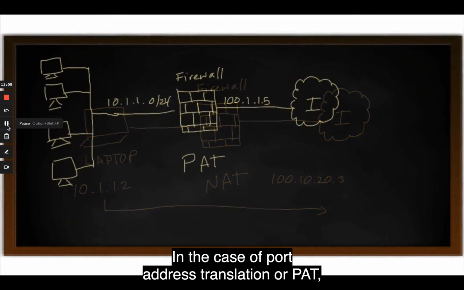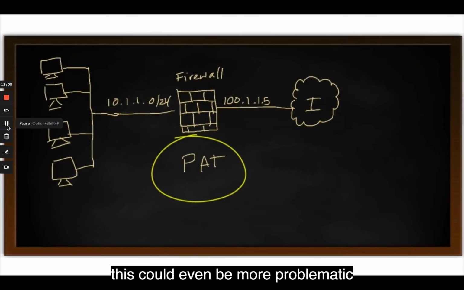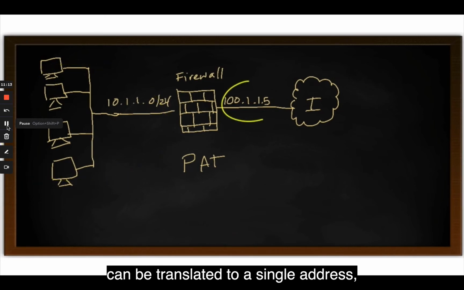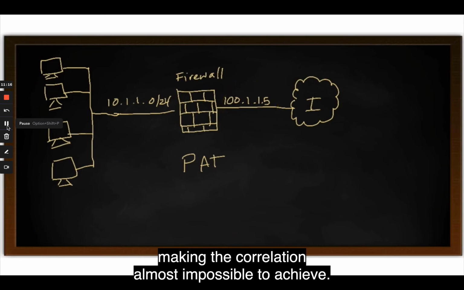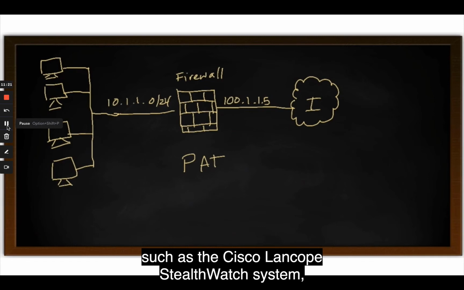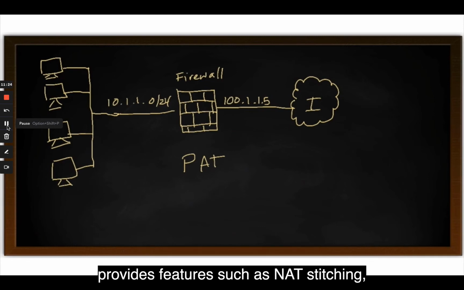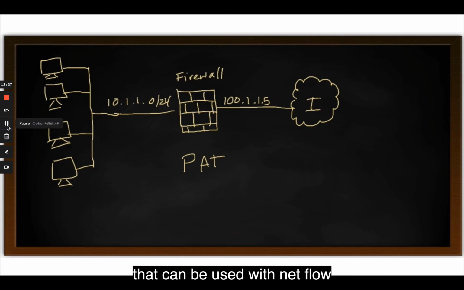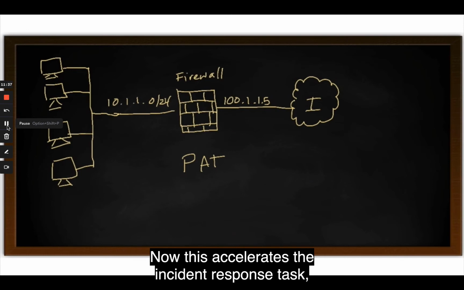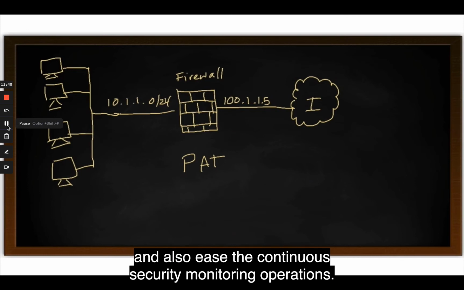In the case of port address translation, or PAT, this could be even more problematic, since many different hosts can be translated to a single address, making correlation almost impossible to achieve. Now, there's some good news. A few security products, such as the Cisco Lancope StealthWatch system, provide features such as NAT stitching that can be used with NetFlow and other data in the network to correlate and map translated IP addresses in a NAT environment, right? This accelerates the incident response task and also eases continuous security monitoring operations, right?